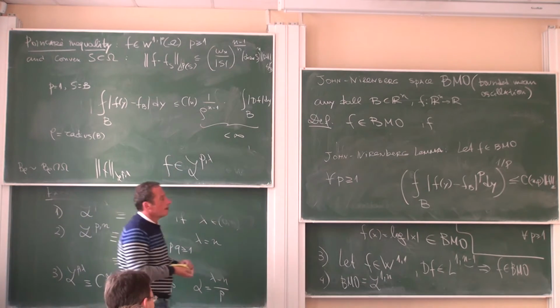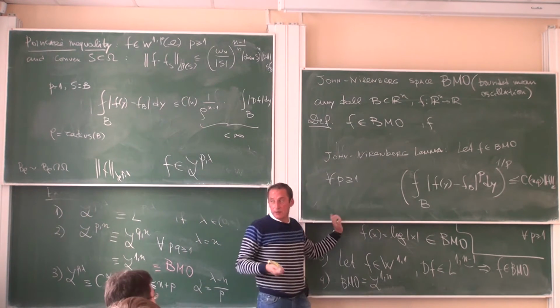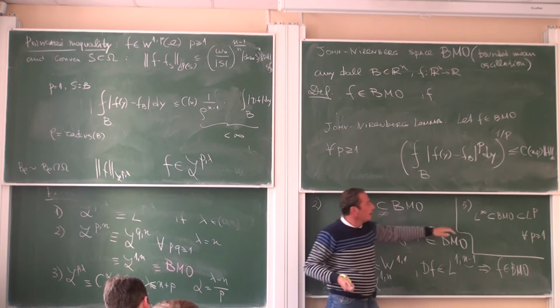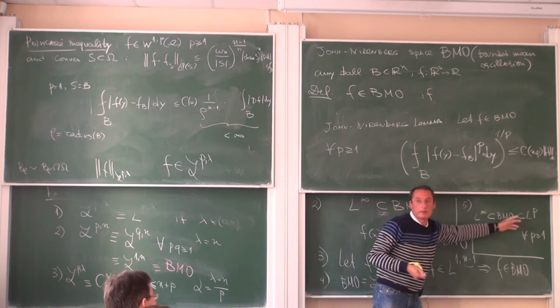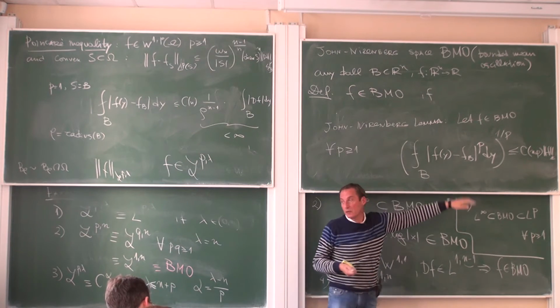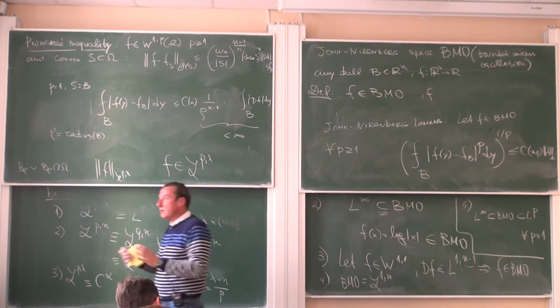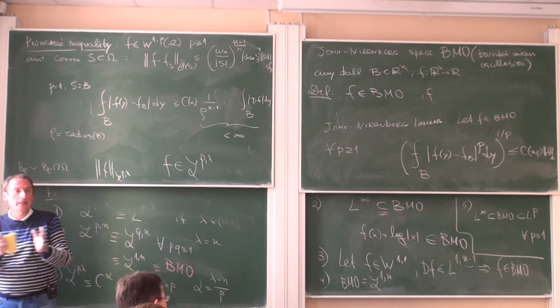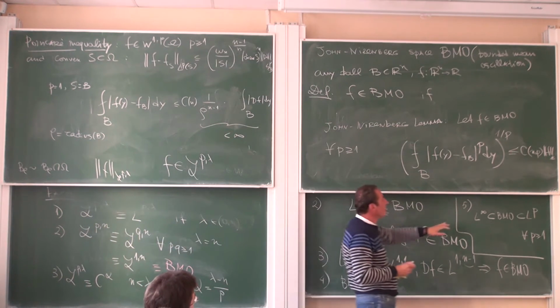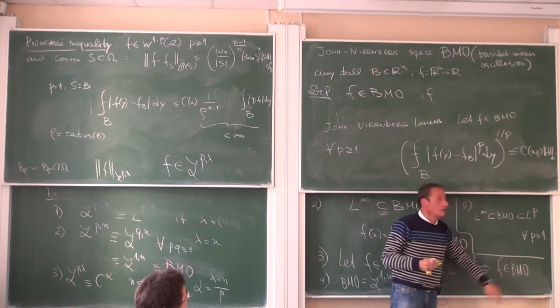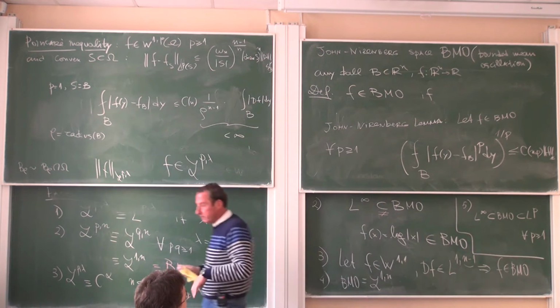So at least for bounded domains, you have this inclusion, because you can bound the L^p norm of a function with this quantity. So BMO is in some sense an intermediate space between L infinity and L^p for each p greater than or equal to 1.